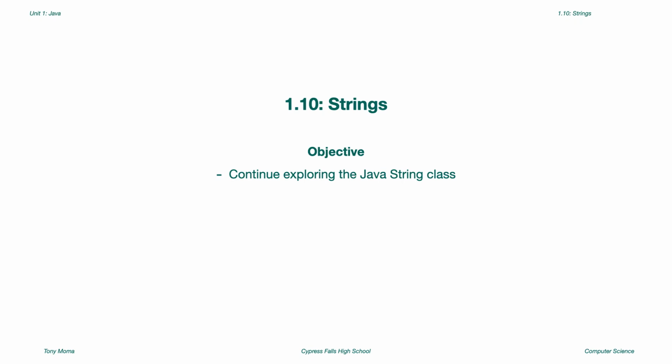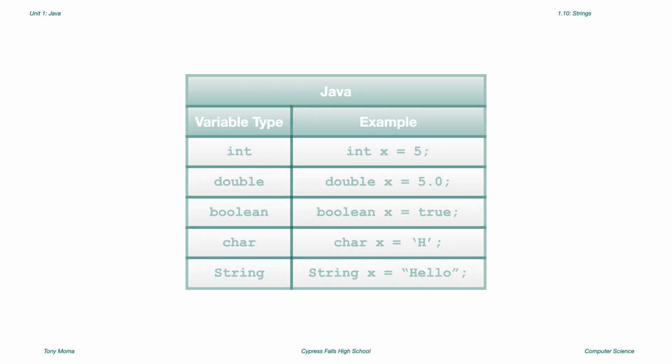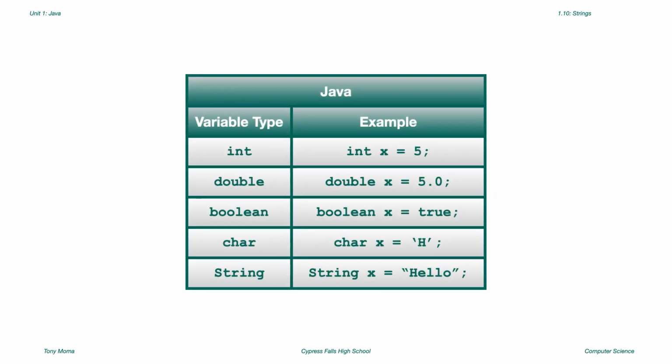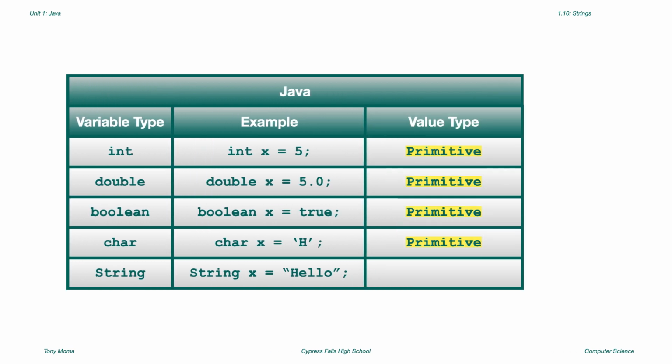Strings. In this video, we will continue exploring the Java string class. At the beginning of this unit, we introduced 5 variable types: int, double, boolean, char, and string. However, what was not mentioned was that in Java, there are 2 types of values. The first one being the primitive value. What is a primitive value?